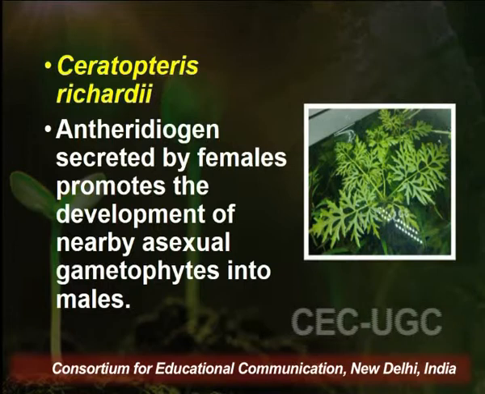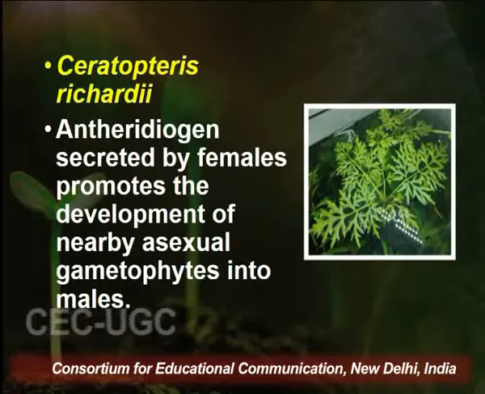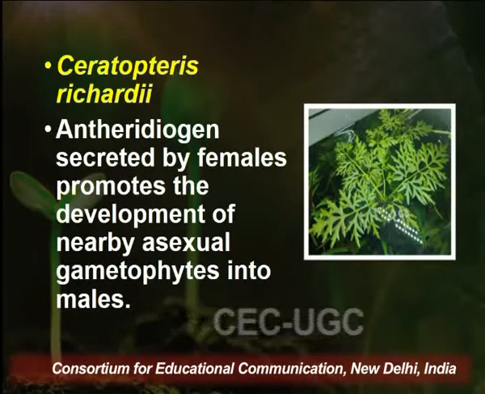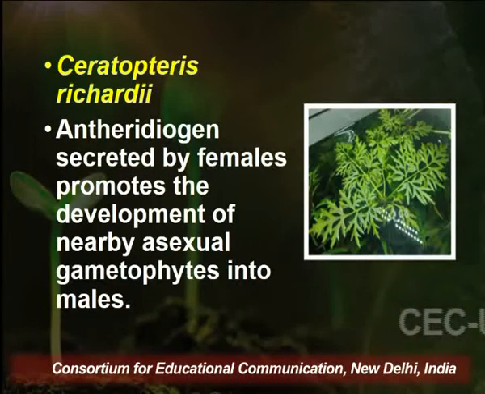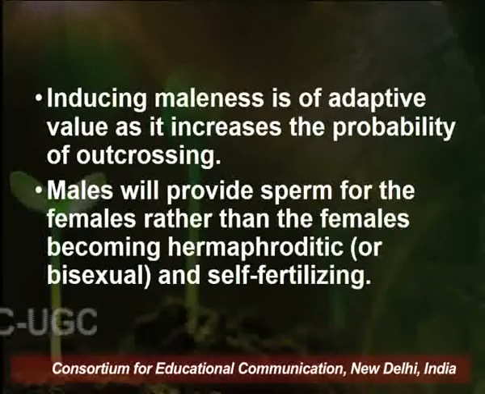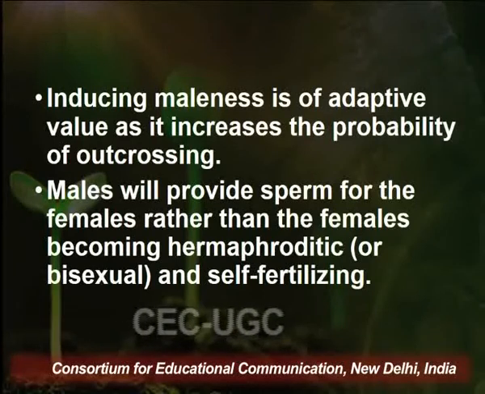And the female gametophytes release a chemical pheromone known as antheridiogen. Now, this antheridiogen controls the sex of the nearby developing gametophytes. And this antheridiogen, as you can see on your screens, in the fern is going to induce maleness in the gametophytes, and thereby you will have another sex ready for fertilization. Now, this is of immense adaptive value.